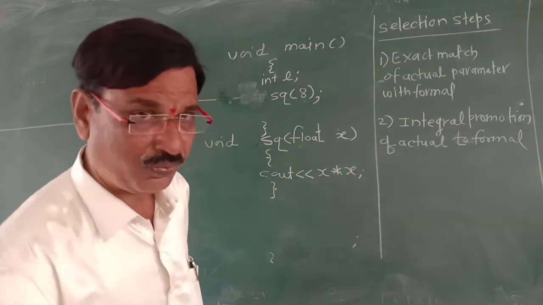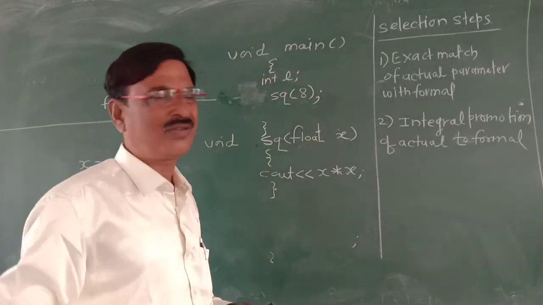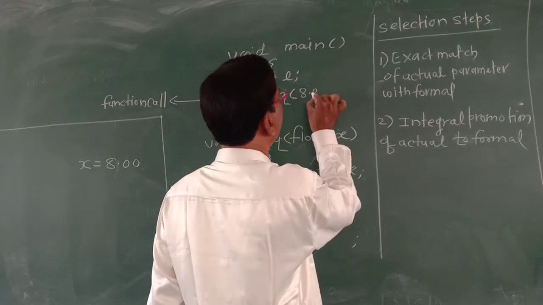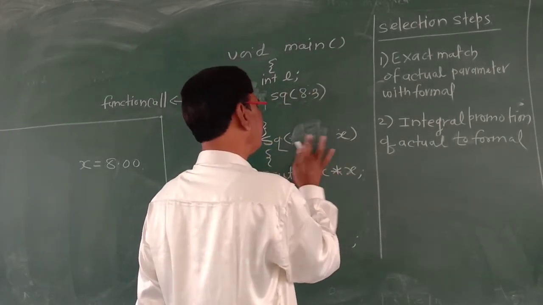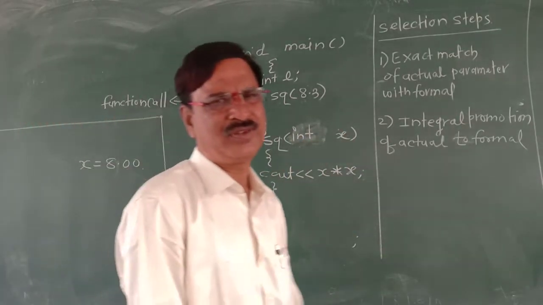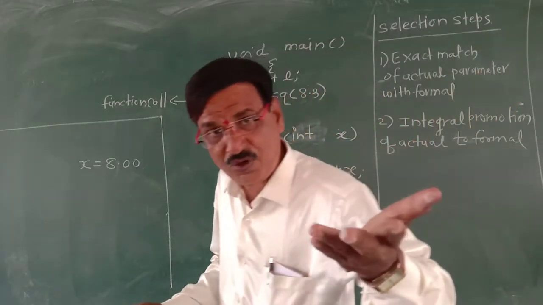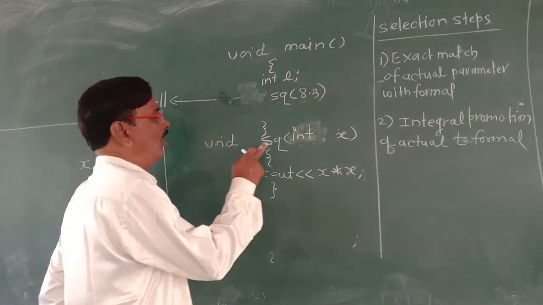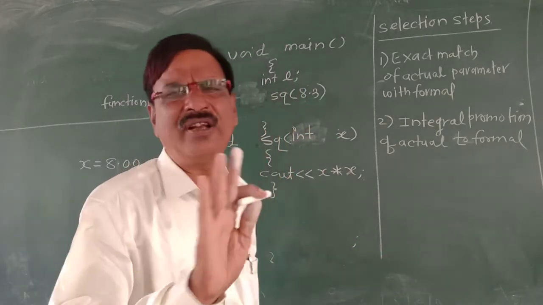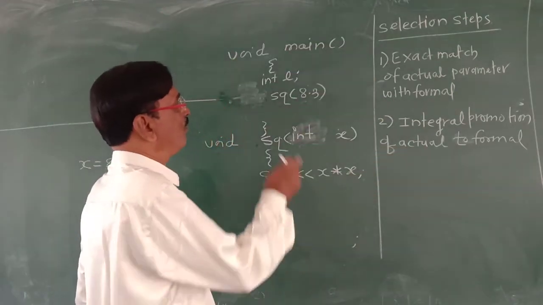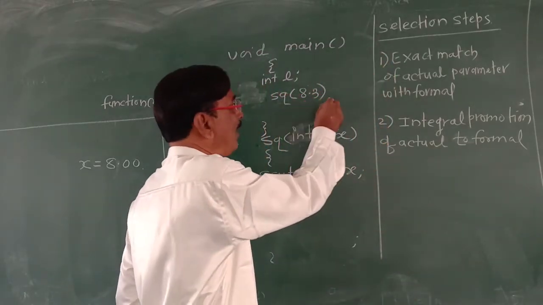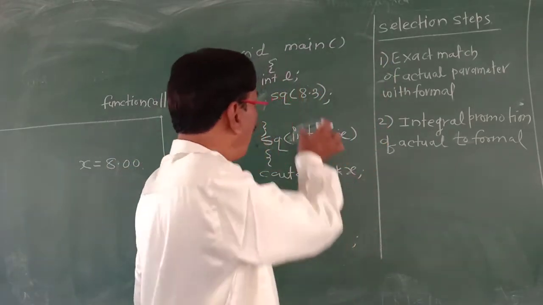Let us see what happens when the case changes. Here is 8.3 and here is 8. Now you see what happens. Now the function which you have defined, SQ, will accept one integer, and the function will not return anything. But you see, SQ is called, the actual parameter is 8.3.